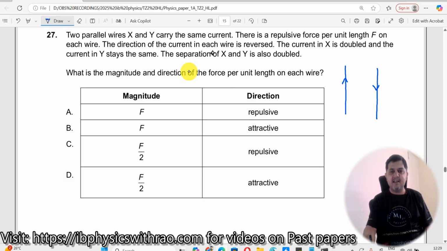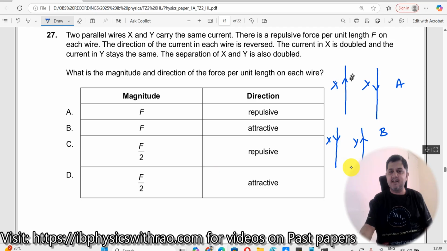The direction of the current in each wire is reversed. Now this is your situation A. The situation B is that this current which is going like this, you made it like this. This current which is coming like this, you made it like this. This is the situation. The current in X is doubled. Let me call this X, this is Y over here.